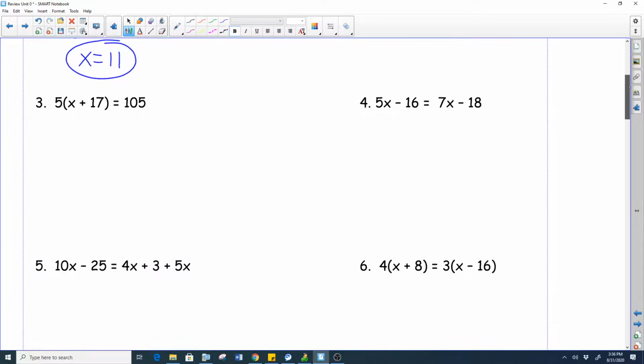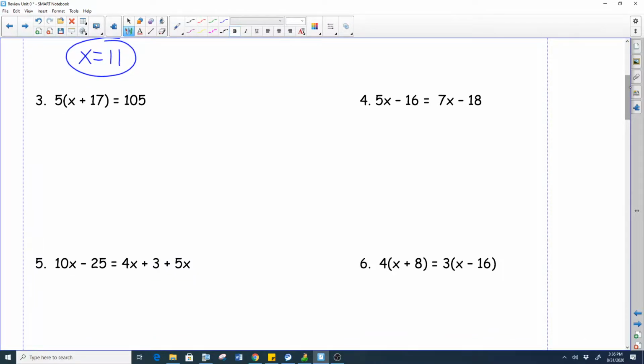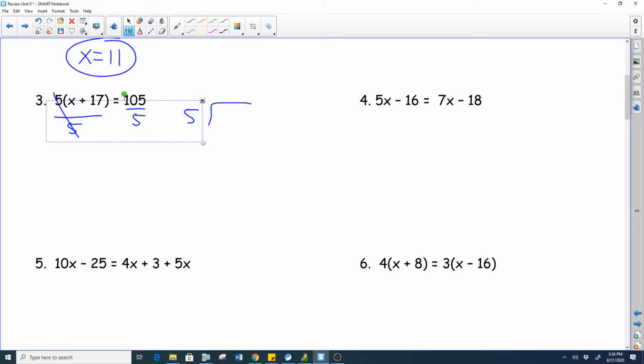Let's try number 3 next. So remember to distribute. Actually, I don't know if I need to distribute. What do you mean? Well, look, it's already set up. They pulled out a 5. Why don't we just go ahead and divide by 5? So what does it take for 5 to go into 105? I think it's going to divide evenly. It looks like it anyways.